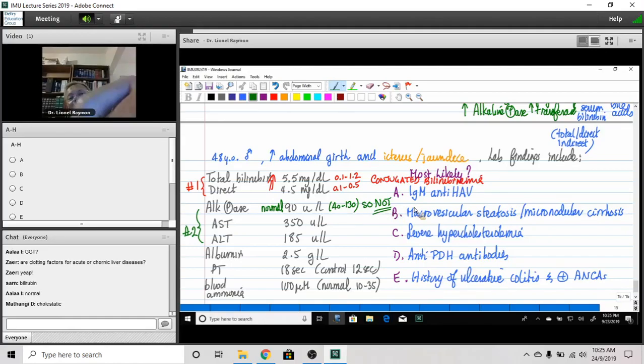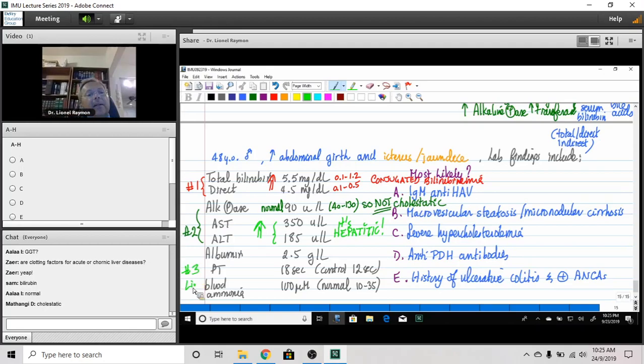That's right, Matangi. It's not cholestatic. Rather, what I'm seeing here is that AST and ALT are elevated. Therefore, it's hepatic. And of course, I see that the liver function has been affected.